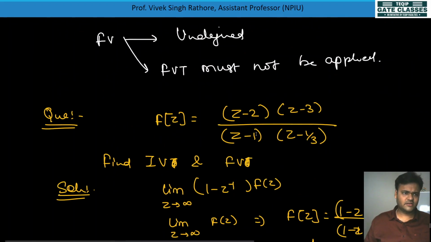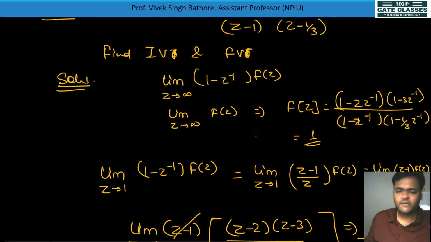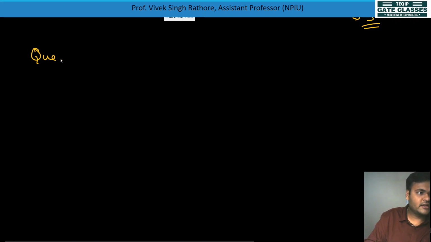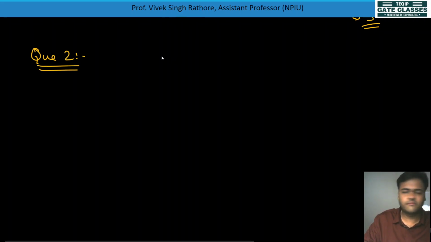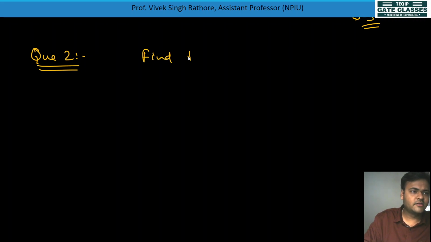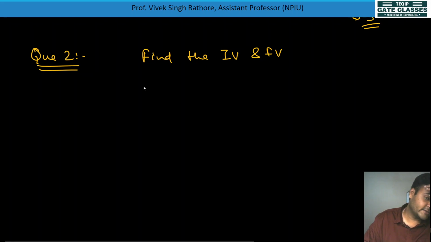So it's very easy, you can understand how we have calculated the initial value and final value theorem, right? Now we'll see one more question and then we'll close the session. So, second question. Now this will clear your mind about the initial value and final value theorem. Again, you need to find the initial value and final value for the given z expression.